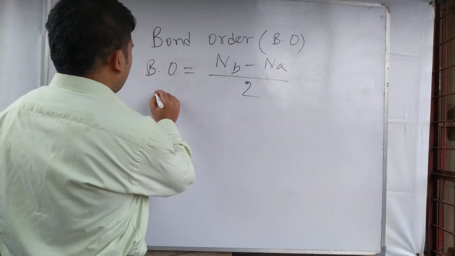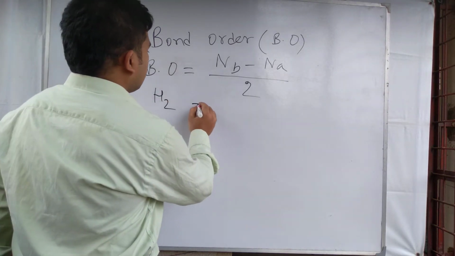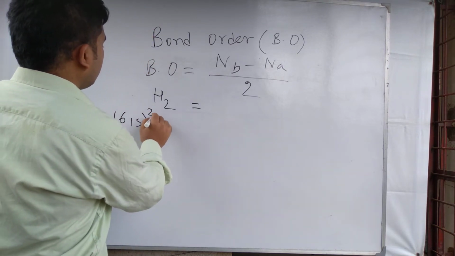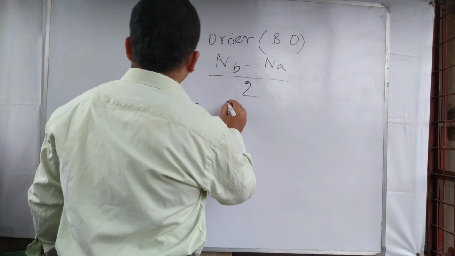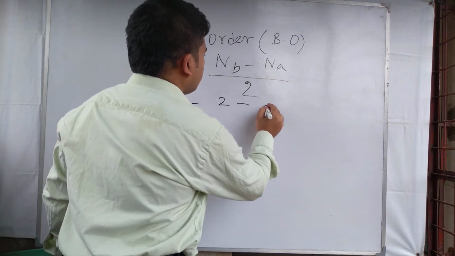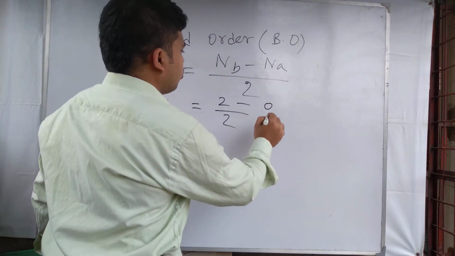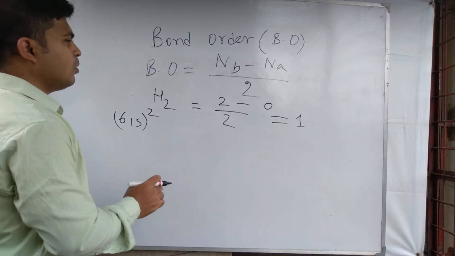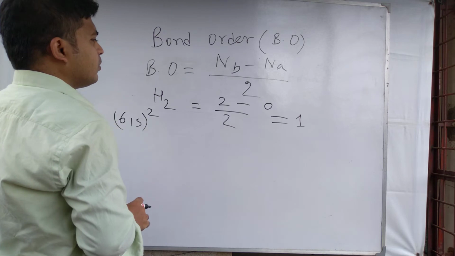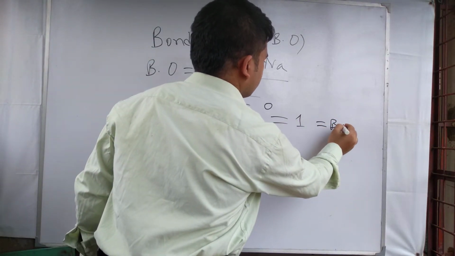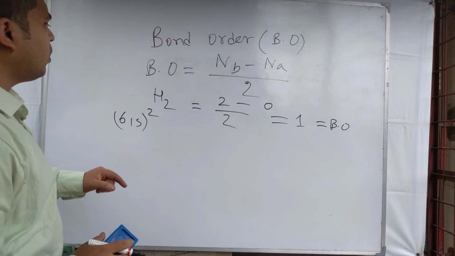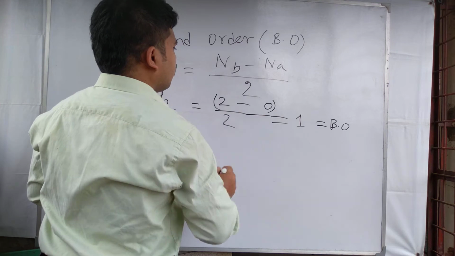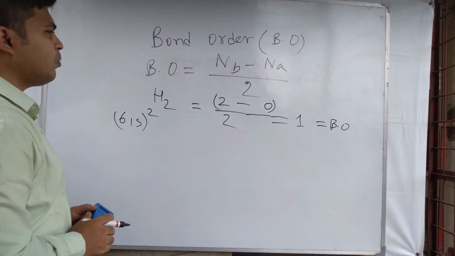As for example, for the H2 molecule, the H2 molecule contains sigma 1s 2. So the number of Nb is 2, and the number of antibonding electrons is 0, divided by 2. Therefore the bond order for the H2 molecule is 1, because it is (2 minus 0) by 2.